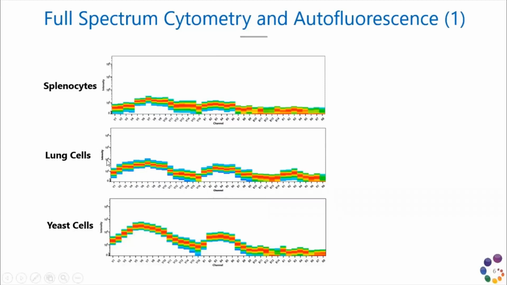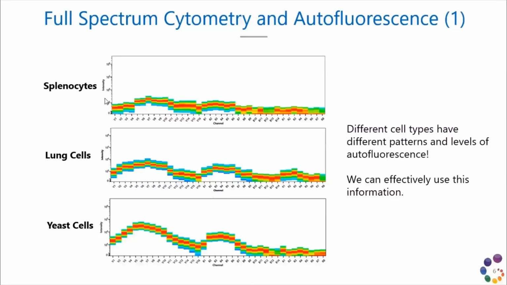When you compare these different samples, it's easy to see that some samples, like these splenocytes, have little autofluorescence, and other samples, like the yeast cells at the bottom, have very high levels of autofluorescence, which can make it difficult to see markers labeled with dyes that emit in these regions, as the autofluorescent signal tends to mask those signals. But in our full spectrum world, we can use this ability to measure the autofluorescent signal to our advantage.